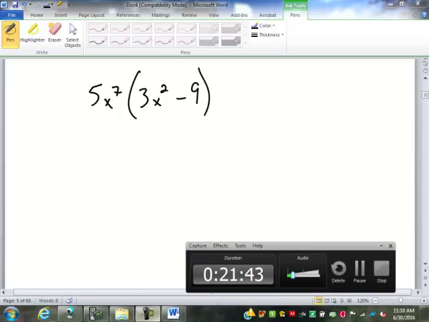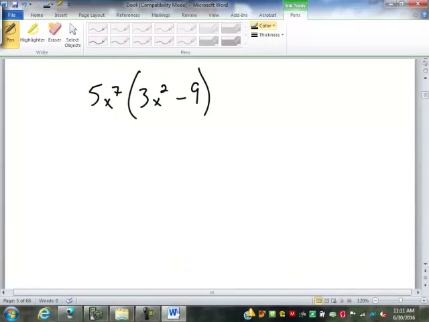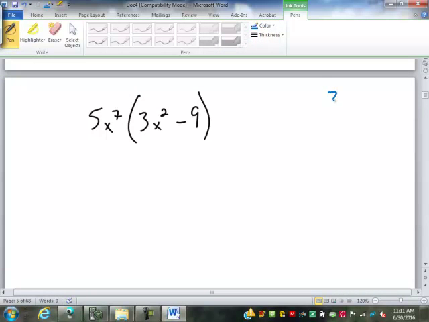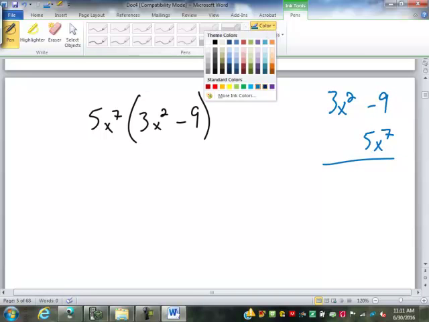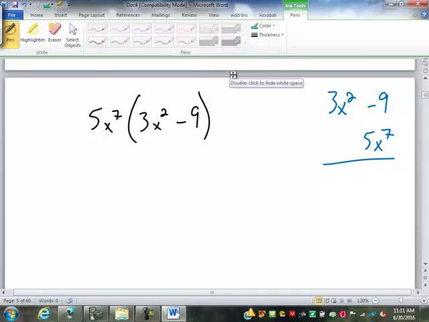I'm going to have you try that one in your notes quick. So you could write this out and multiply it out the long way with 3x minus 9 times 5x to the 7, like that. Or I'm just going to do it the short way and do just distributing. So I have 5x to the 7th times 3x squared. What do I get? Perfect. 15x to the 9th. 5 times 3 is 15.